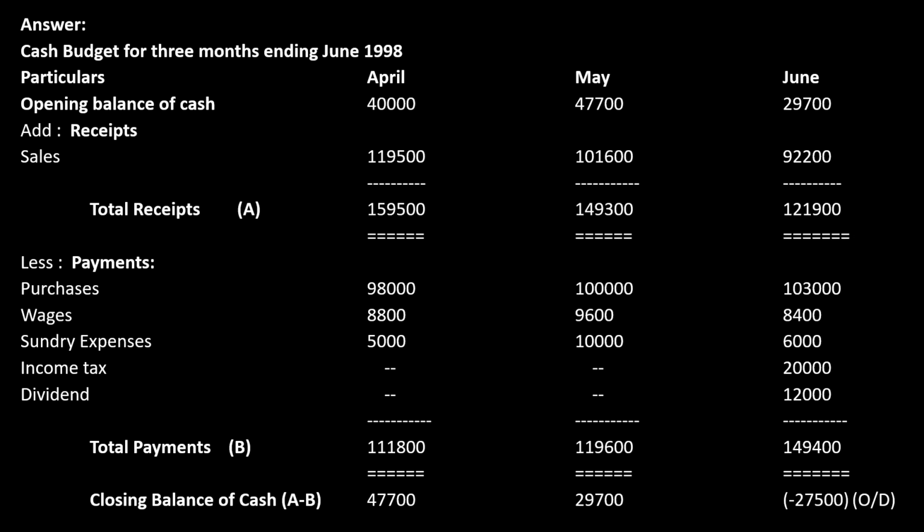The same way we close a receipt and payment. So our receipt minus payment will give me a balance of 29,700 for the month of May. This closing balance will be the opening balance for the month of June. The same way I close the June month and get a negative balance of 27,500, which means in the month of June we have a shortage of fund in the bank to the extent of 27,500. So you have to talk with the bank manager and make necessary arrangement to provide bank OD in the particular month of June. That's it. Okay, we'll go to the next sum now.